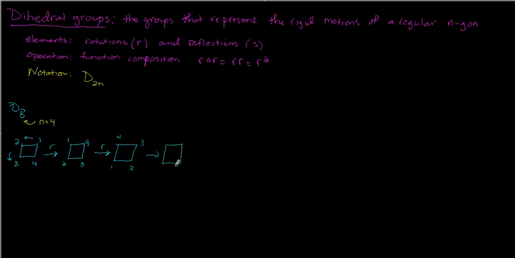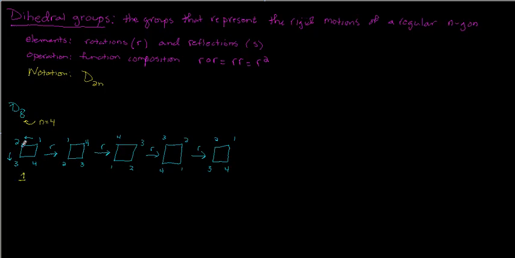We'll do 2 more rotations here to see what happens. One more rotation, we'll put our 1 down here in the southeast corner. And if we do one more rotation, we end up with exactly the square that we started off with. Now, we don't want to be drawing squares for the rest of our lives, as much fun as that may be, so we want to come up with some notation to talk about what sort of rotation or reflection we're doing.